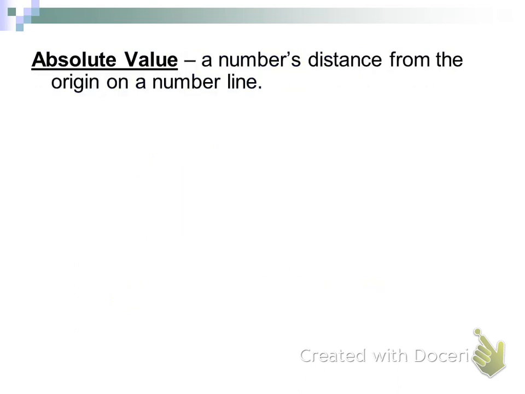So the definition for absolute value is a number's distance from the origin on a number line. Does anyone know where the origin on a number line is? 0. So it's the distance from 0 on a number line. So let's talk about distance for a second. If I was going to measure from where I am right now to the door, let's say it's 15 feet, right? So let's say I get a tape measure out and I'm like 15 feet, right?